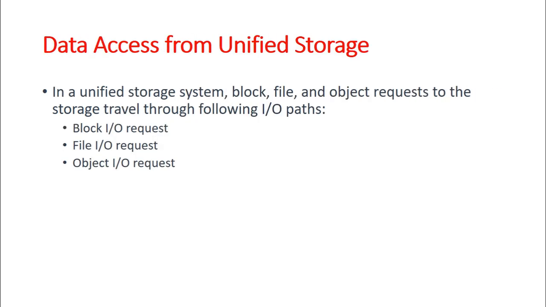Now let us go through the data access in unified storage. There are three types of data access in unified storage. We have the block IO request, the file IO request, and the object IO request. So in the block IO request, the application servers are connected to a fiber channel or FC, iSCSI or FCOE port on the storage controller. The server sends a block request over an FC, iSCSI or FCOE connection. The storage processor processes the IO and responds to the application server.